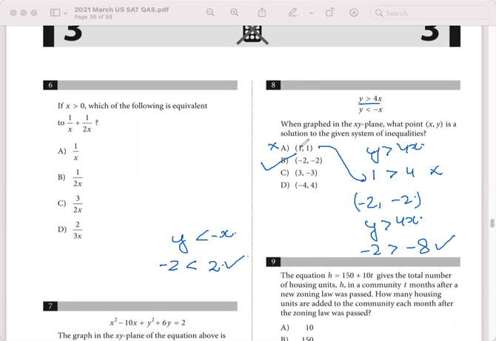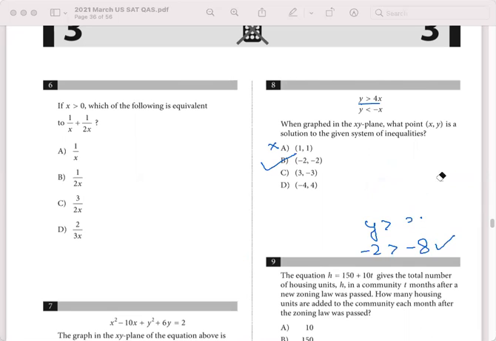Okay, let's just verify that C and D are not correct. So let me clear all of this so that I have some space here. 3 comma negative 3. So y greater than 4x. Negative 3 is greater than 12, which is not correct. So C is out.